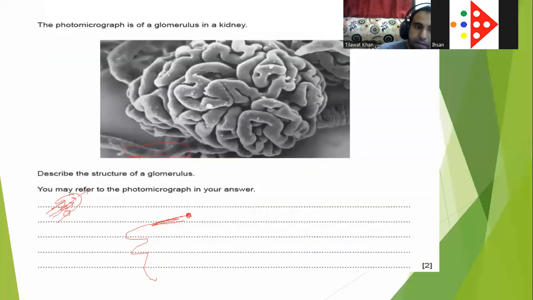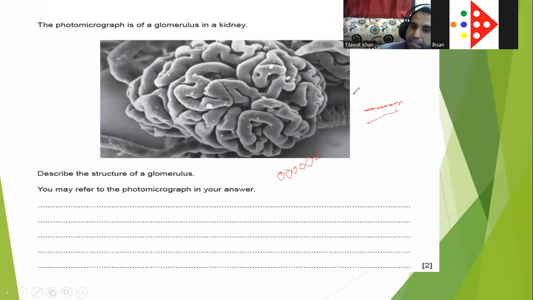Now, if you see this question, describe the structure of the glomerulus. The glomerulus is a bunch of capillaries with a thin lining, one cell thick. We already know capillaries have a one-cell-thick membrane. For example, this is a capillary, so its membrane is one cell thick, which means it is very thin.